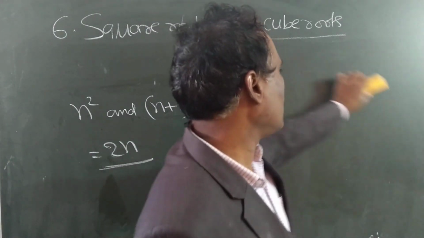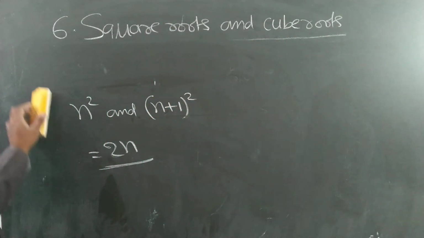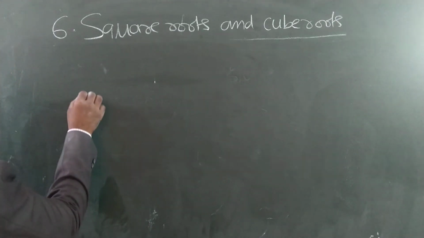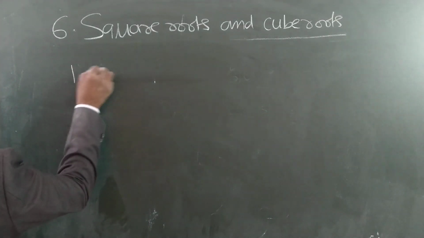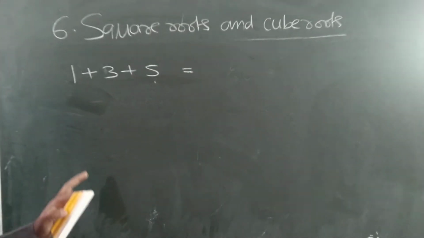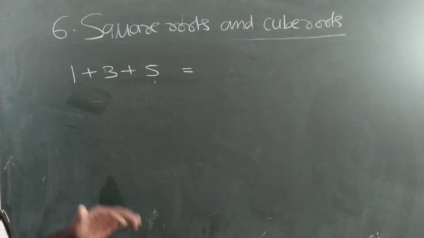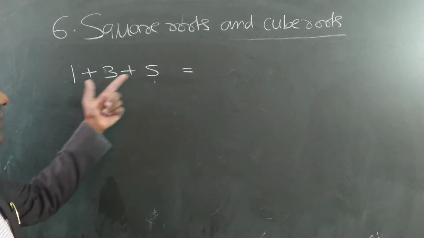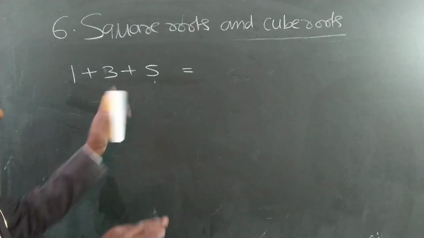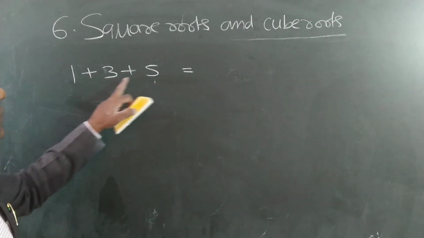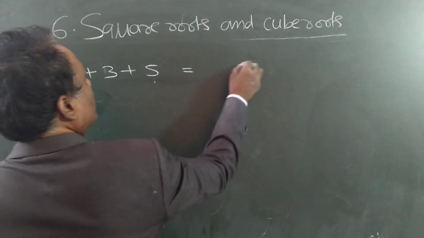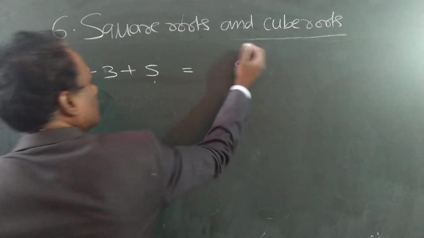Students, one more formula I am giving. Suppose I am adding the odd numbers 1 plus 3 plus 5. 3 odd numbers I am adding. Odd numbers, you know odd numbers, no? Which are not divisible by 2. 1, 3, 5 are odd numbers. Serial order we have to write, starting from 1. Don't miss any in between. 1 plus 3 plus 5, how much? 1 plus 3, 4, 4 plus 5, 9.